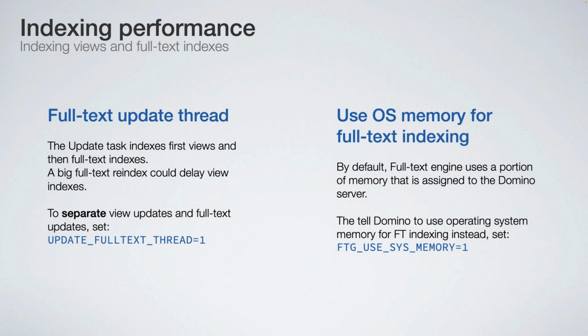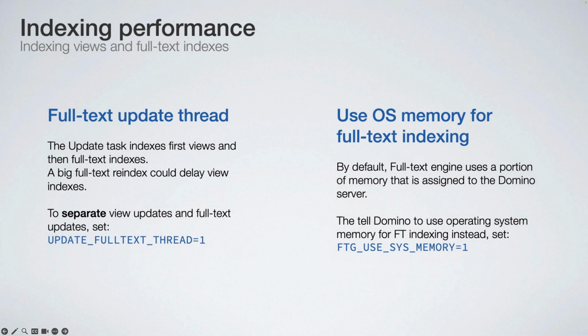once this big full text is indexed. With this setting in server notes.ini, you can create a special thread for full text indexes, so they will not occupy the thread for classic view updates. So this could improve performance of the indexer and your user satisfaction. They will see fewer delay icons, spinning wheels, and so on.